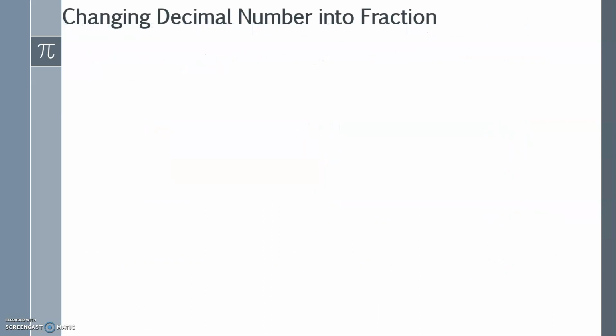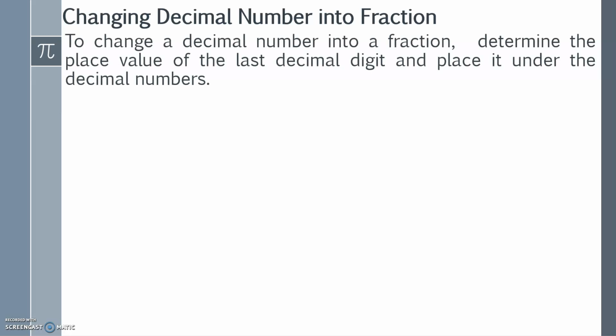So how do we change decimal number into fraction? So to change a decimal number into a fraction, determine the place value of the last decimal digit and place it under the decimal numbers. So kunwari, we have 4 tenths. Sabi dyan, determine daw yung place value ng last decimal digit. Okay, so since yung 4 natin ay nakalagay sa tenths place value, so when we write it into a fraction, yung place value niya, which is tenths, yan yung gagawin nating denominator. So it becomes 4 over 10.